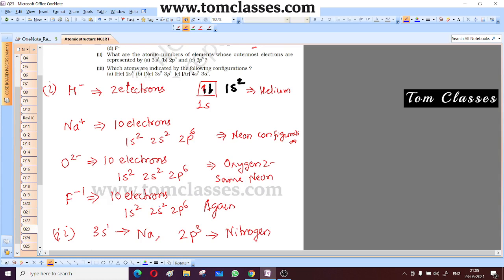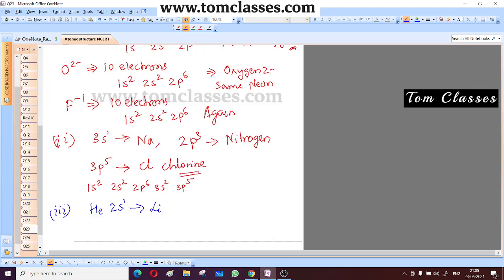Now we have neon 3s2, 3p3. Neon, then 3s2, 3p3. So it is in the same group as nitrogen, right? Nitrogen's group. So what has to be this? This has to be phosphorus, I think. Yes, so it is phosphorus.